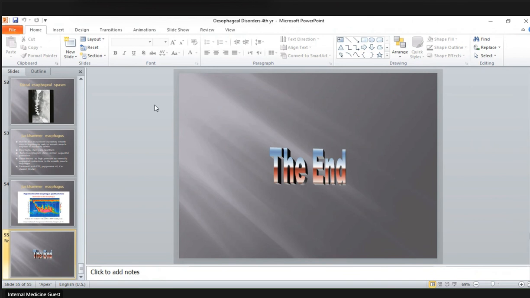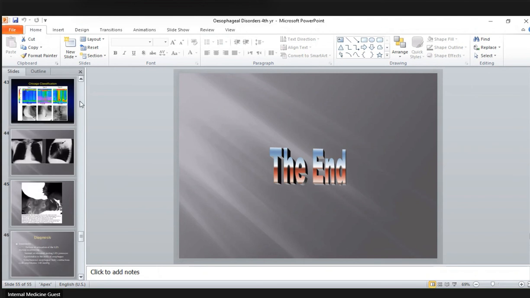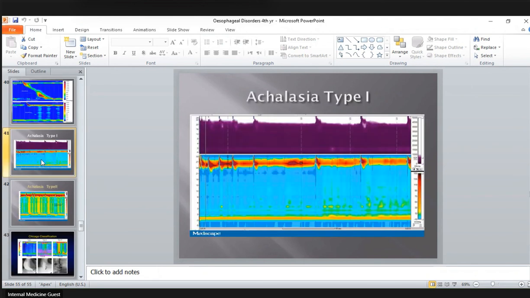I'll show you. This is actually very simple. Just watch the slides. Okay. This is achalasia type 1.